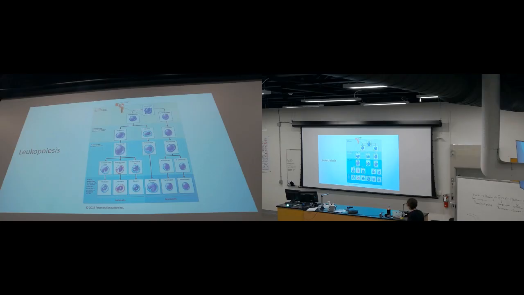And same as for the erythrocytes, you have to have colony-stimulating hormones that are specific and make them mature into that particular type. So then you have precursor immature leukocytes, committed cells, and stem cells here, and then mature cells here.